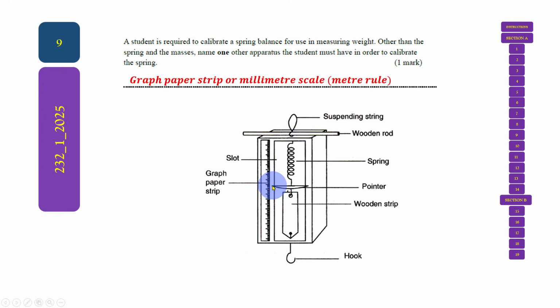Then you put a weight of 100 grams, which is 1 Newton. Then you are going to mark that particular position and call it 1 Newton. Then you put 2 Newtons. You go to the next point, you mark 2, and so forth until you've got several marks on this strip of graph paper. So probably the other material or apparatus that you might need was a strip of paper.